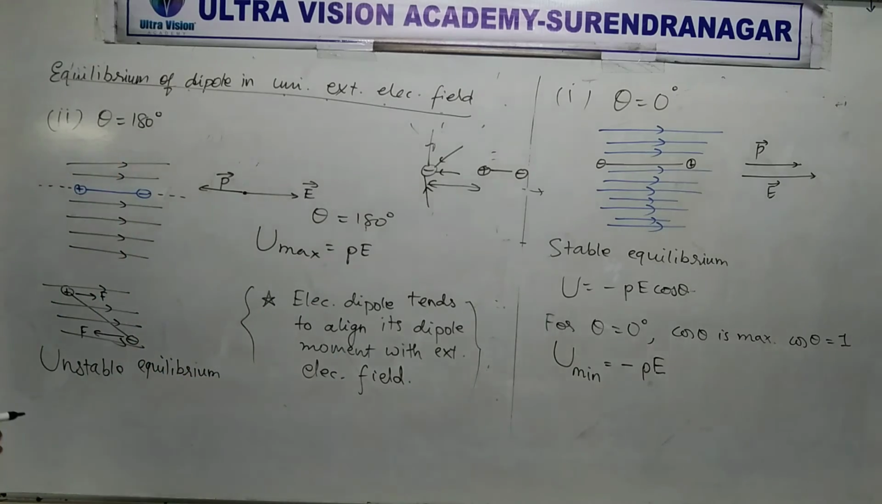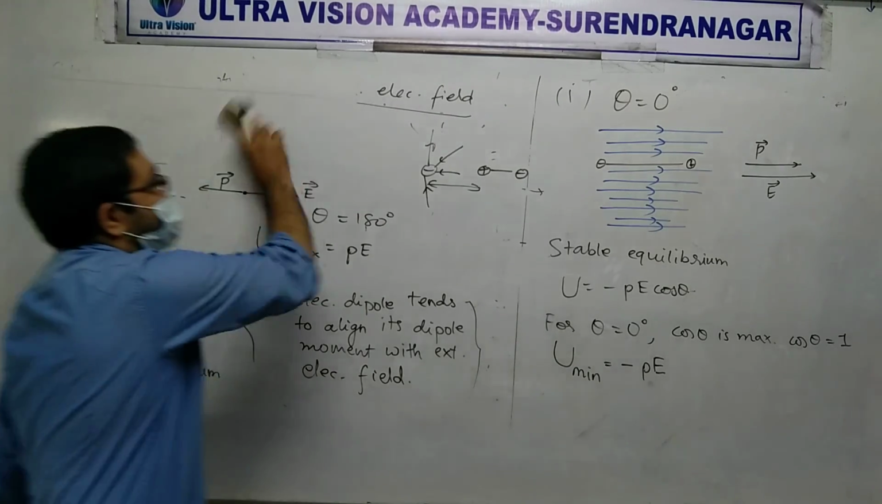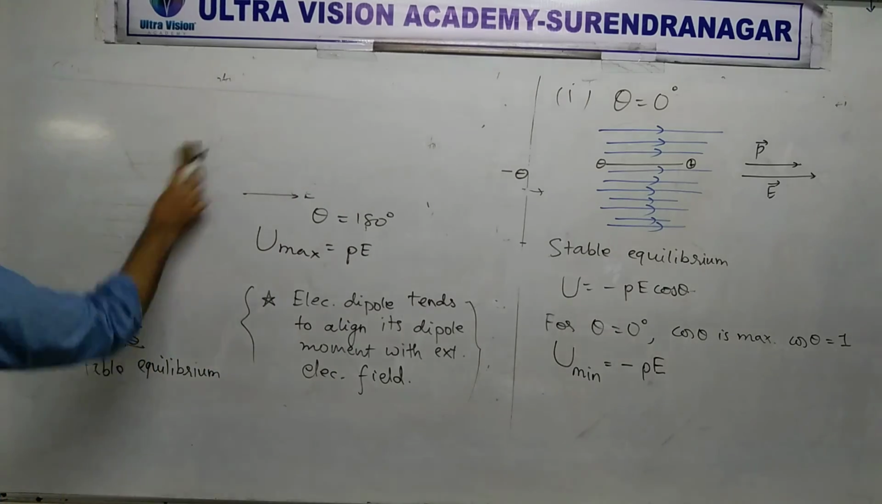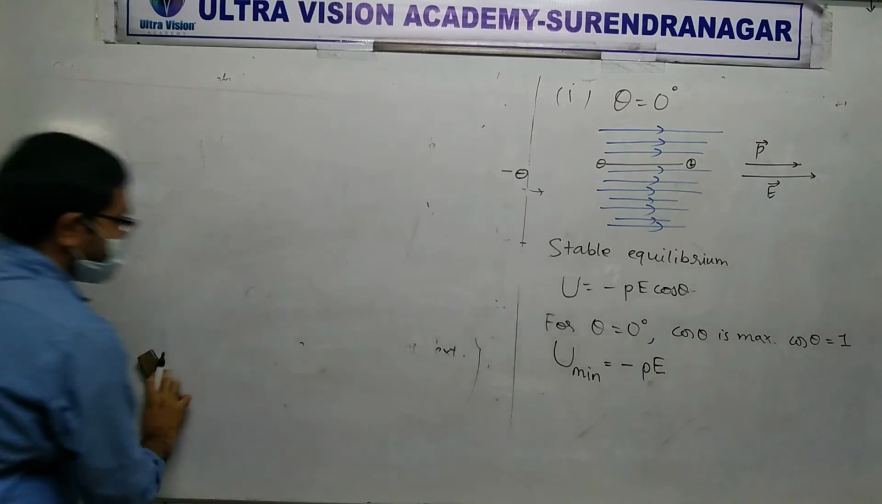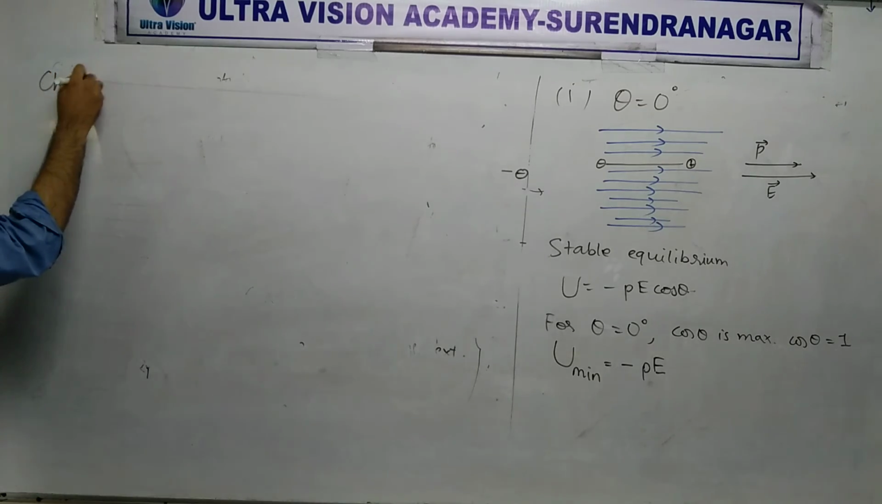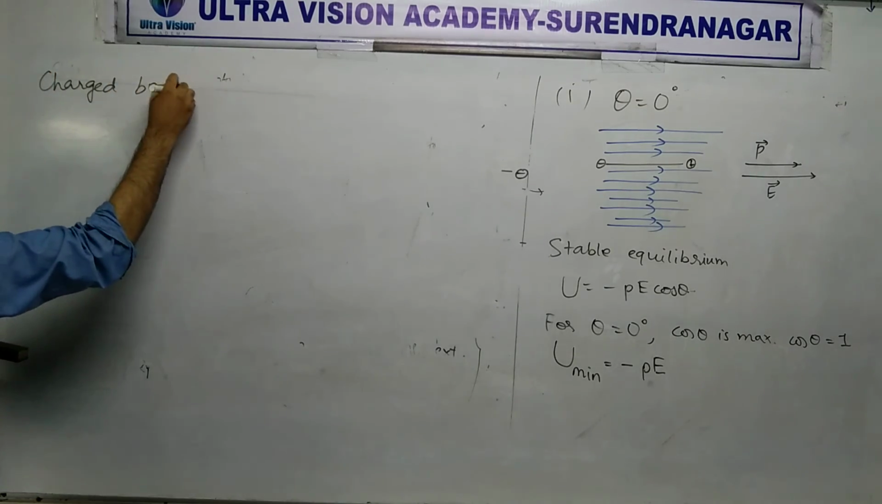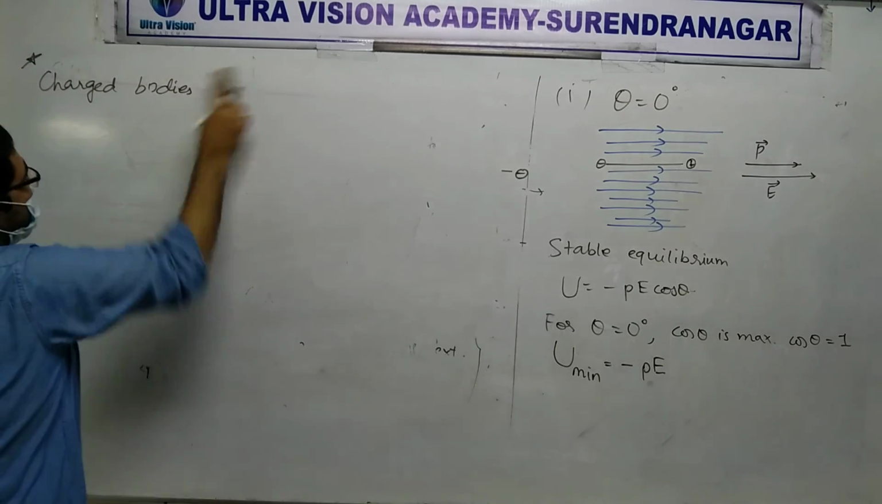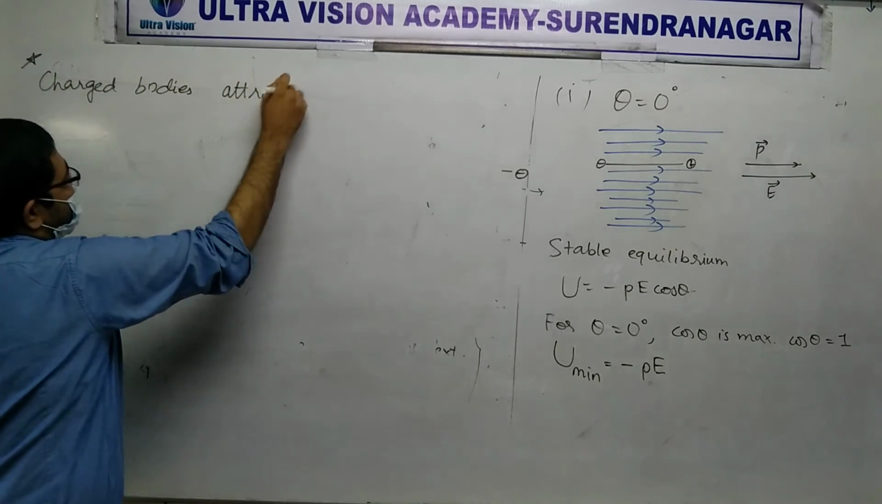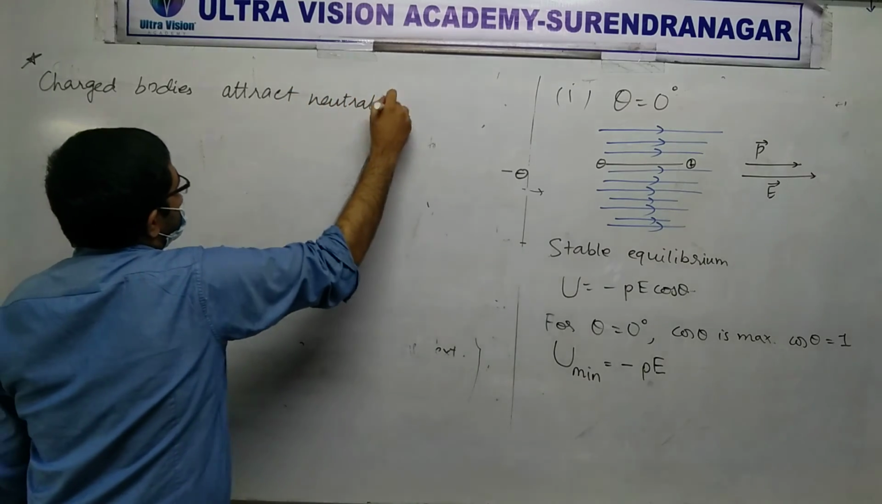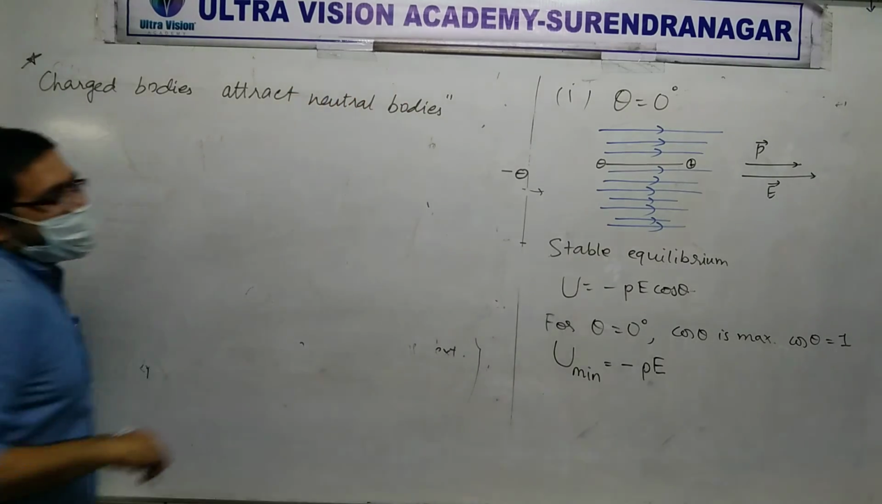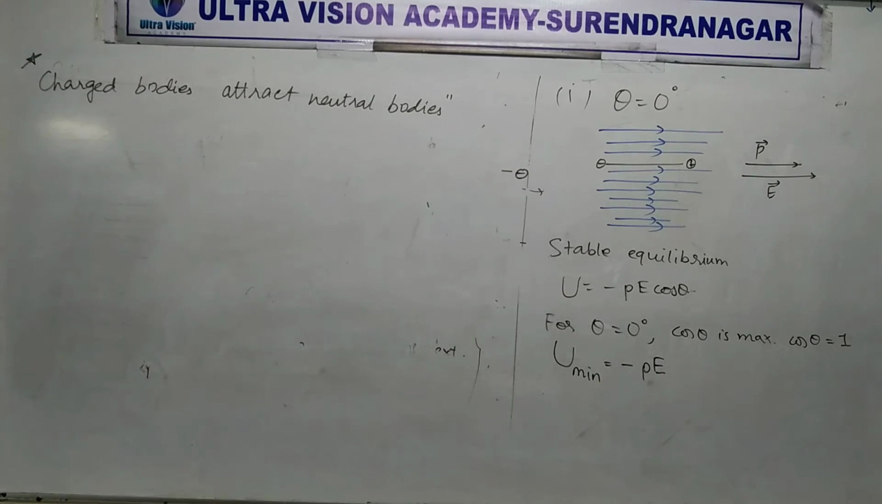This leads us to something very strange, which you might not be ready to believe at start, but it's okay. You will understand eventually. Charged bodies attract neutral bodies. It sounds like a joke, but it is neutral, it has no charge, and still it gets attracted. Charged bodies attract neutral bodies.